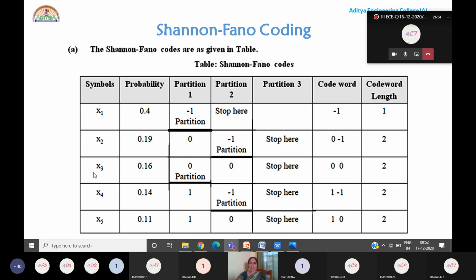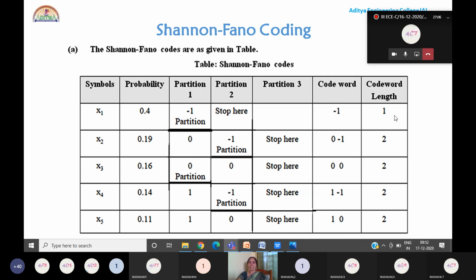Similarly, for x2 the code word is 0, -1, two bits. And if you observe x3, in partition 1 it is 0, and in partition 2 we have 0. So we can represent 0, 0 as the code word for x3. Similarly, if you observe x4, the code word is 1, -1. So two bits are there, 1 and -1. And for x5, it is 1 and 0. So 1, 0.